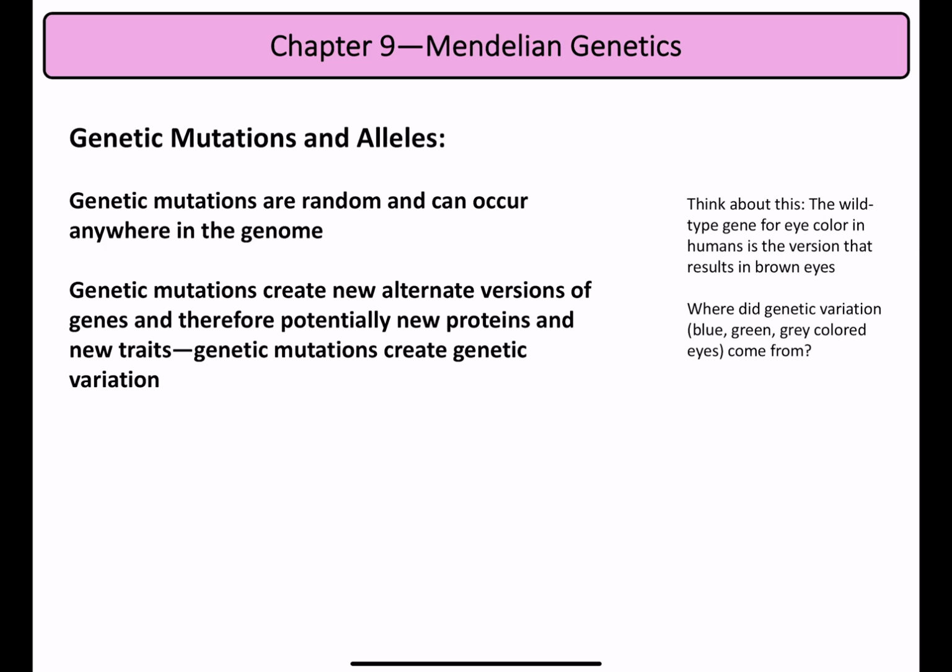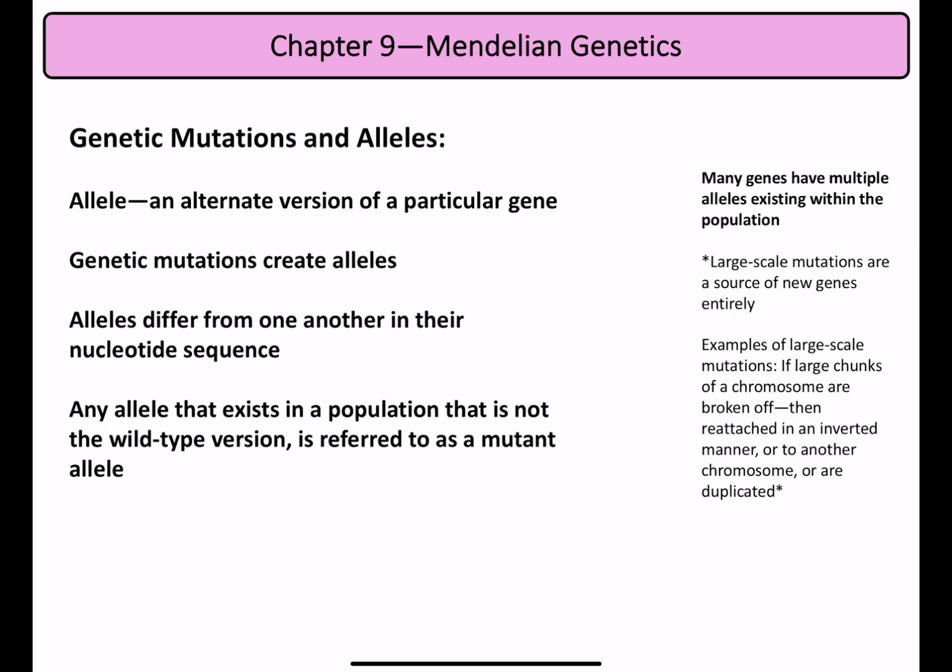So I have this little side note that says, think about humans and think about eye color as a character. It says the wild type gene for eye color in humans is the version that results in brown eyes, and that's true. It's the most common in human populations. So then I want you to ask yourself this: where do other eye colors come from, like blue or gray, like light colored eyes? How did they arise? And the answer is, at some point, you can actually trace this in modern biology. You can go back and trace mutations, but it had to arise from a genetic mutation. So mutations create variation.